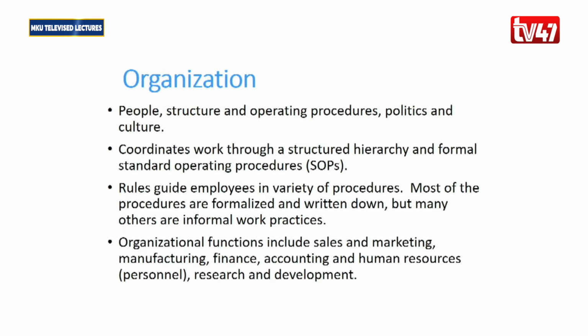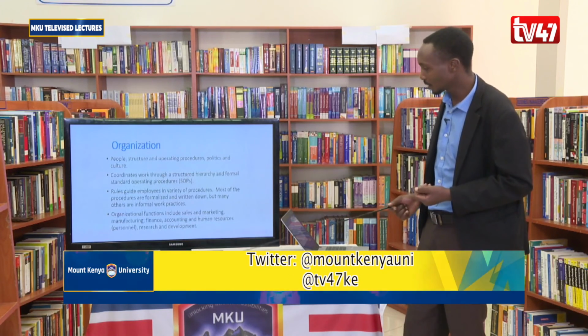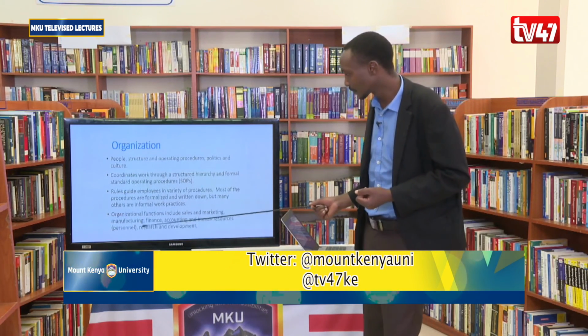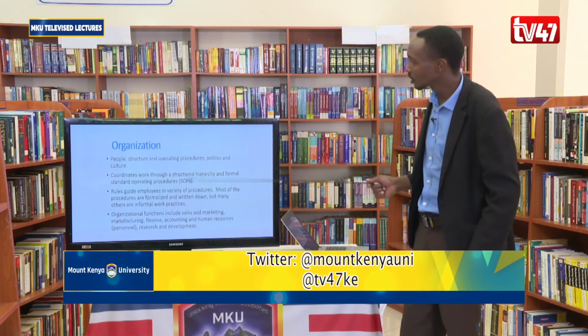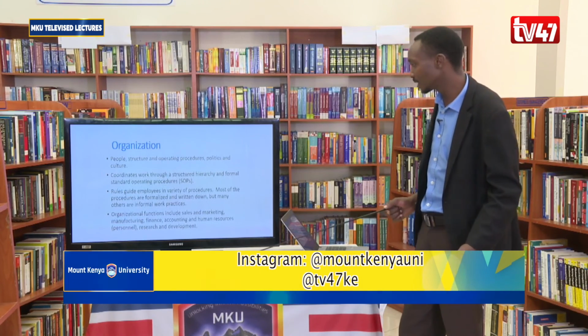Remember, most organizations will have departments or sections like sales and marketing. It will have manufacturing if it is a manufacturing firm. Not all organizations will have this department. Most of them will have a finance department, accounting, and of course, very critical, human resources and R&D, that is research and development. So within the organization, all these rules and operating procedures will always work within these particular functions of the organization, or basically the departments.